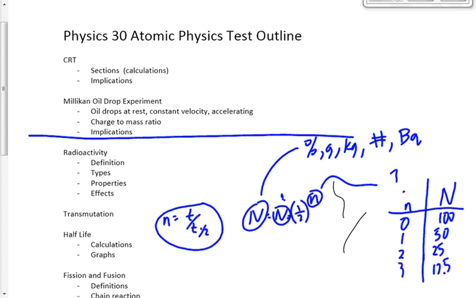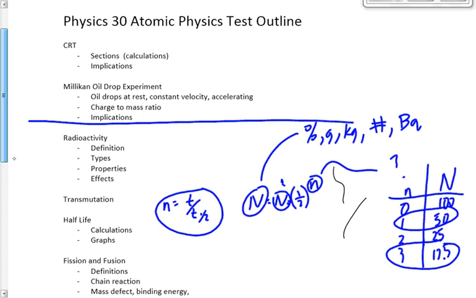Somebody asked me when we were going through this, well, when do you stop? When do you stop dividing by 2? If you're told in the question that the final amount is 50%, then you should stop after 1 half-life. If you're told in the question that the final amount is 12.5%, then you should stop after 3 half-lives. Keep dividing until you get the value of n that it's supposed to be.